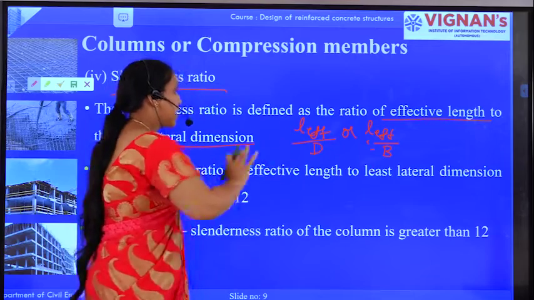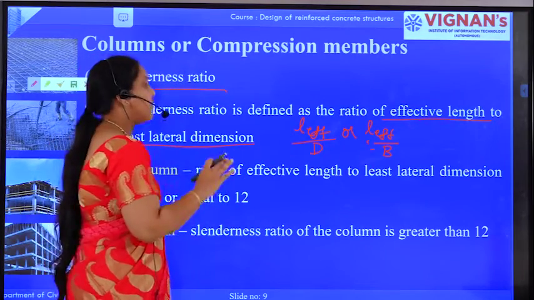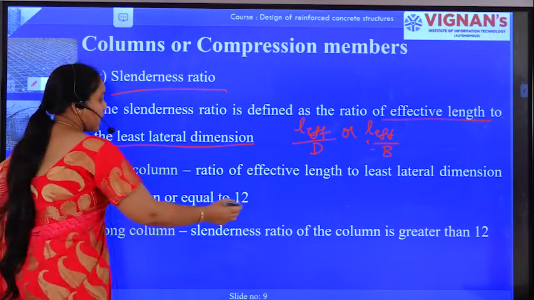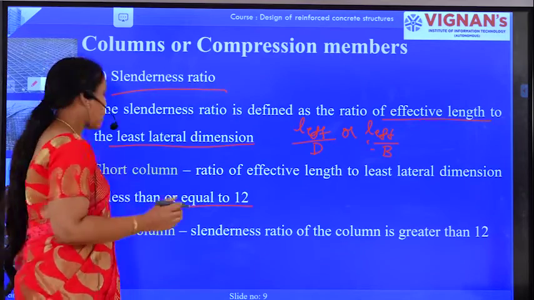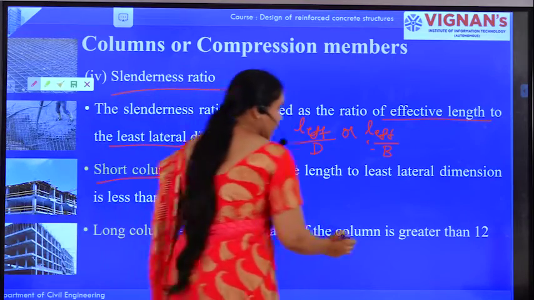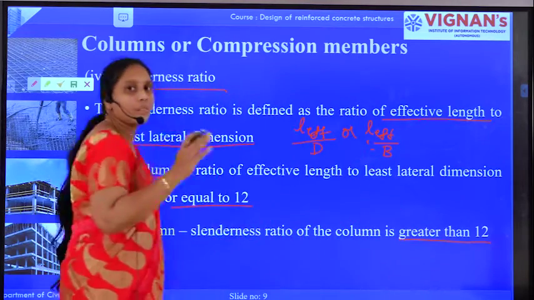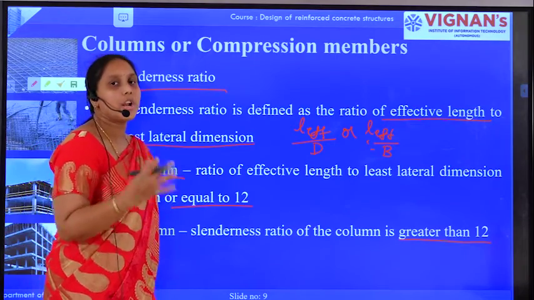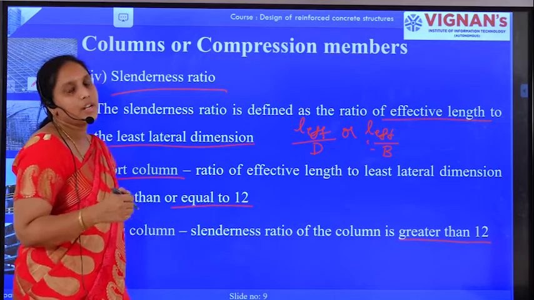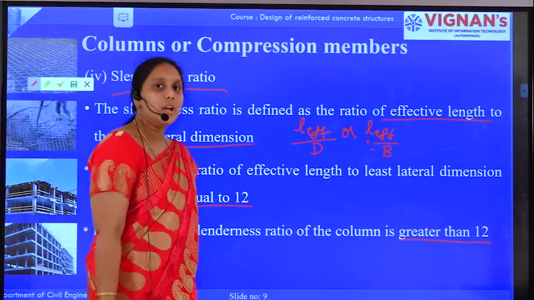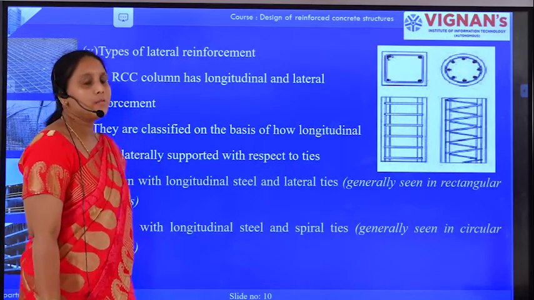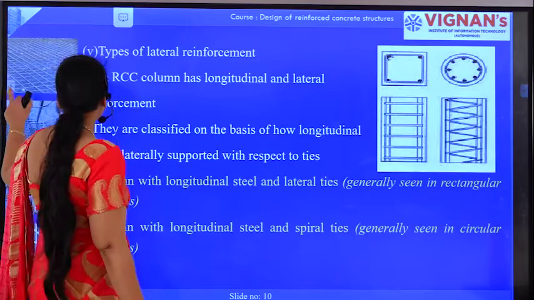If this ratio of effective length to the least lateral dimension is less than or equal to 12, then it is called a short column, and if that ratio is greater than 12, then it is called a long column. So if it is less than or equal to 12, it is a short column. If the slenderness ratio is greater than 12, then it is called a long column.